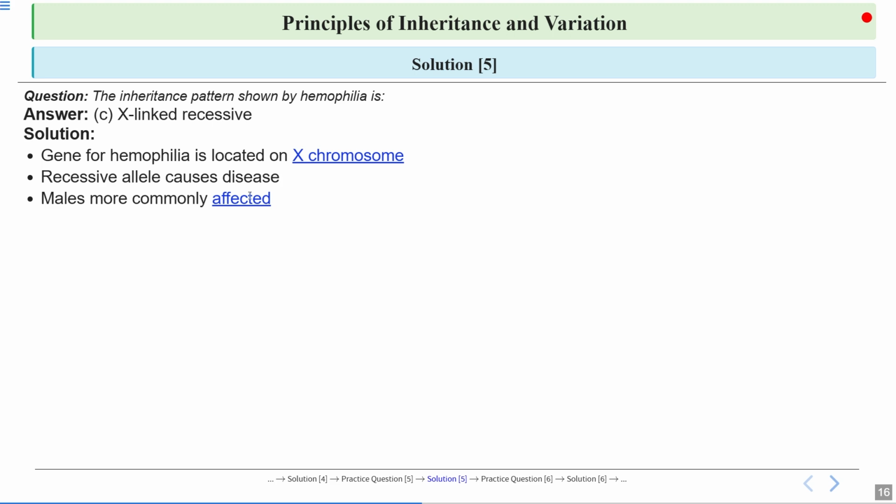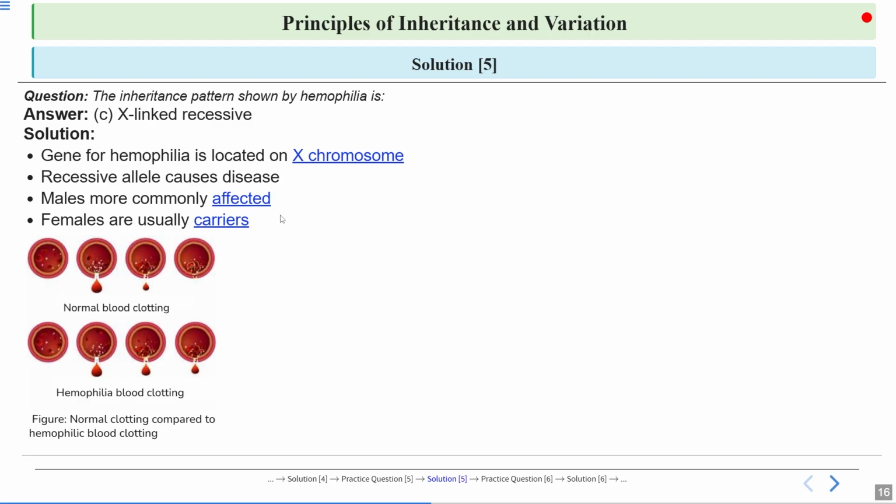It is more common in males because males have only one X and one Y chromosome. So a single mutation on the X chromosome can lead to this disease because there is no normal copy on the Y chromosome. Females are usually carriers because females have a pair of X chromosomes. So even if there is one mutated gene on one of the X chromosomes, there is a normal gene present on the other X chromosome. So females are usually carriers.